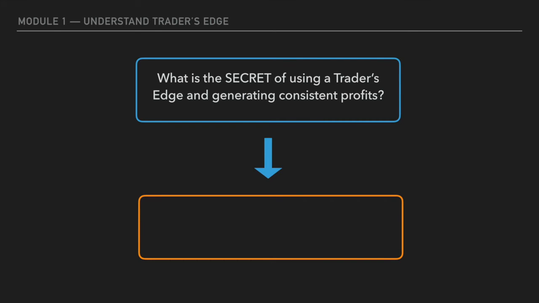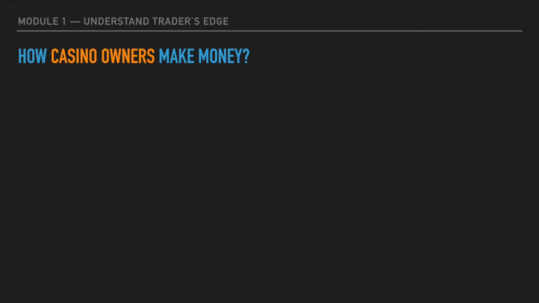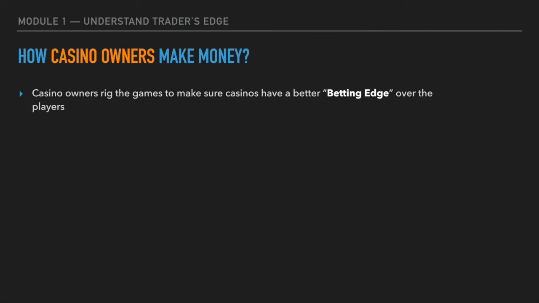Alright, we understand the definition and importance of having an edge in the market. And now I'm about to reveal one of the biggest secrets of how professional traders make consistent profits. They trade like a casino owner, not like a customer. Let me explain. This is how casino owners make money.